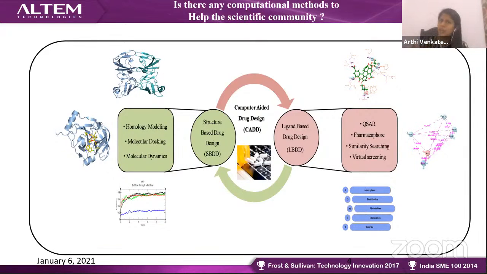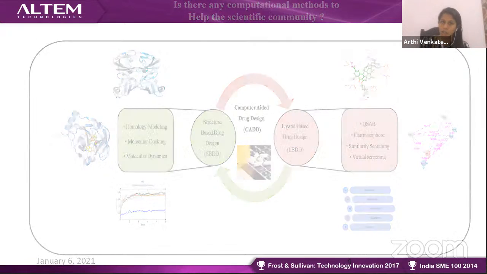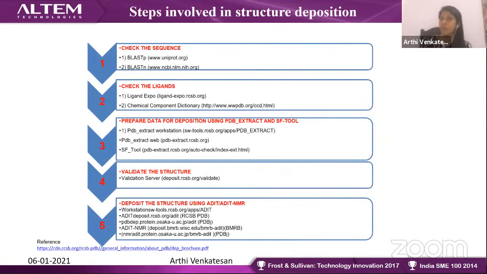So once they have deposited that structure, what in case the structure is not available? It will be performing homology modeling. So what are all the steps involved in structure deposition? I'll just give this, it's extra information.